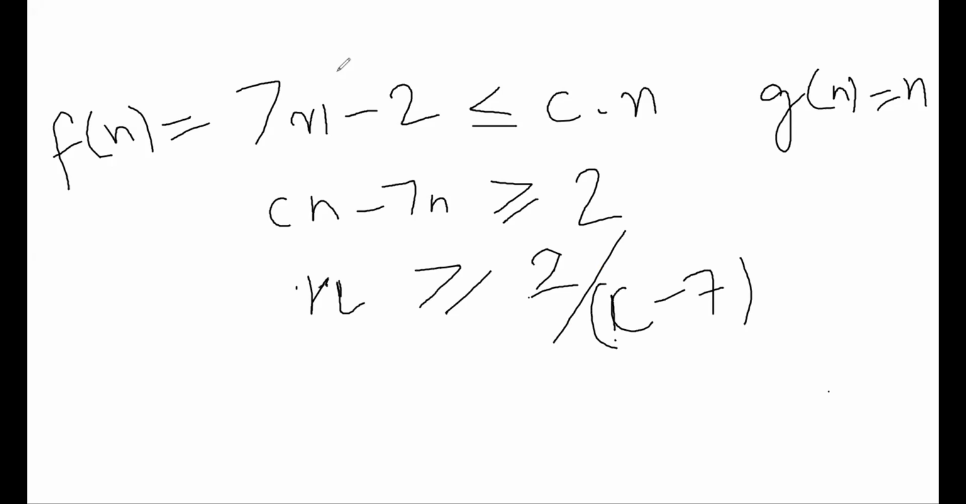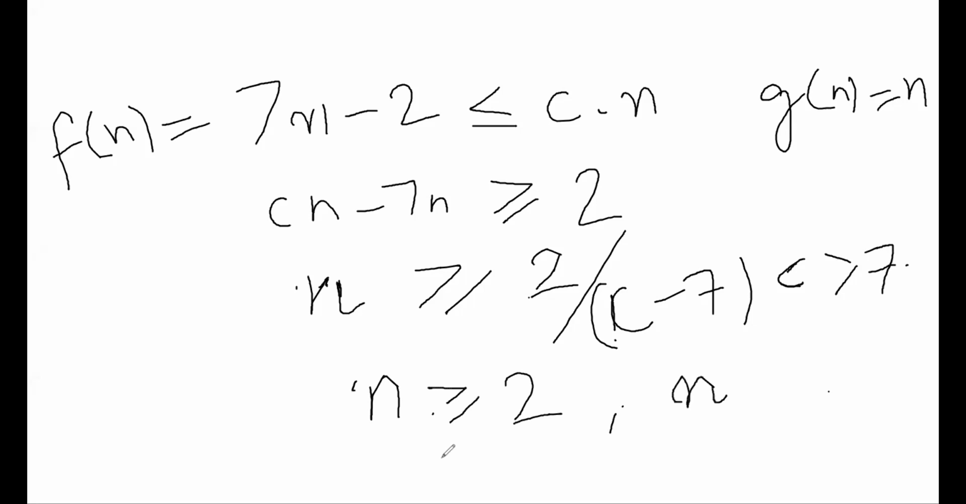For n, if I choose c equal to 7, so I'll get 2 by 0. Anything divided by 0 is not defined. So we have to take c greater than 7, not greater than or equal to. So when it's 8, you get 2 divided by 1. So n is greater than or equal to 2, or you can say n is greater than 1.